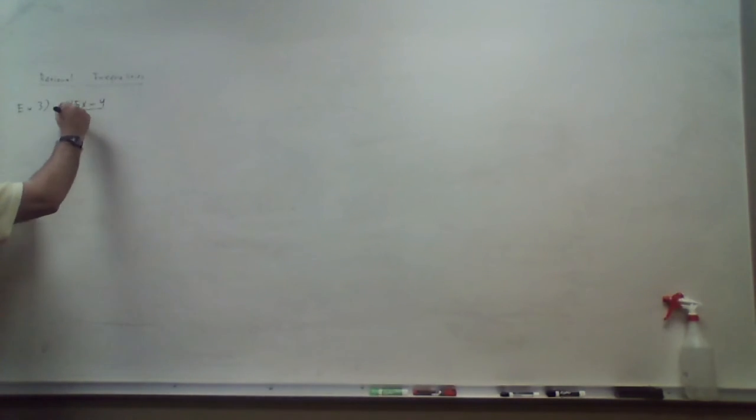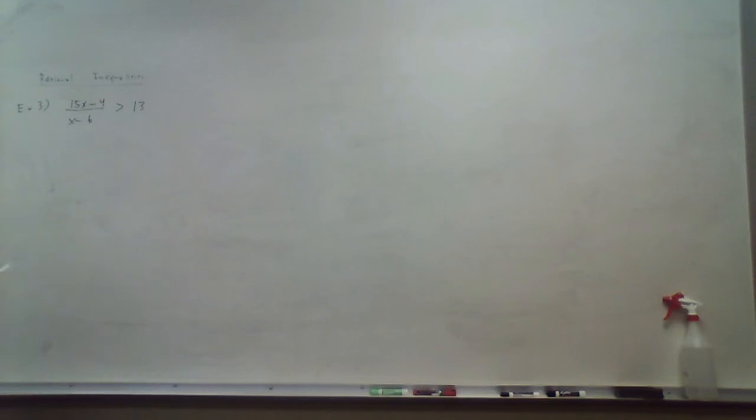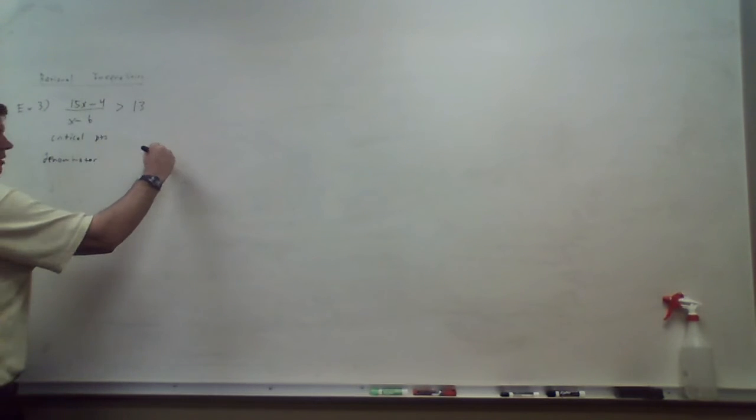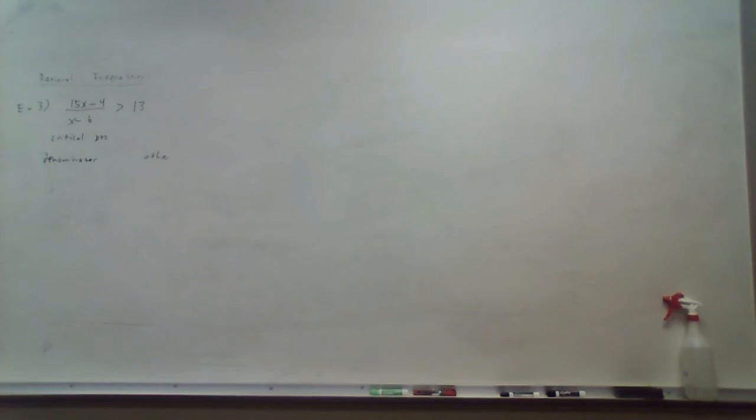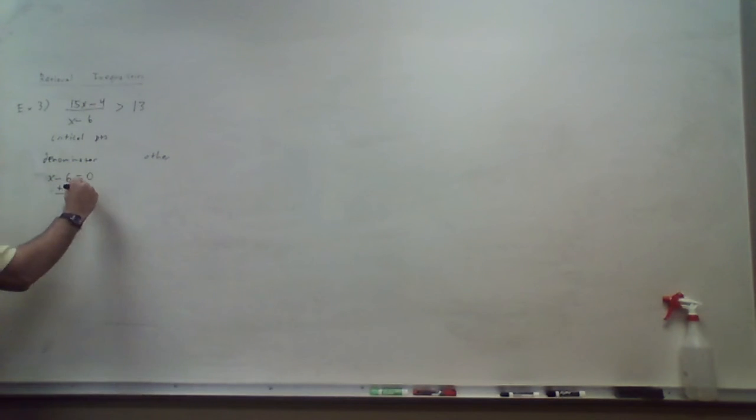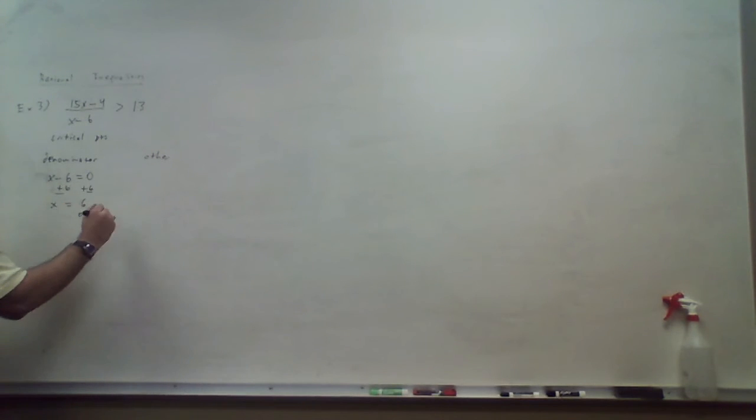So we have 15x minus 4 over x minus 6 is greater than 13. So, critical points: denominator, and other. So I got 15x, I got x minus 6 equals 0. So add your 6, x equals 6, and that's an open dot, simply because it's a denominator critical point.